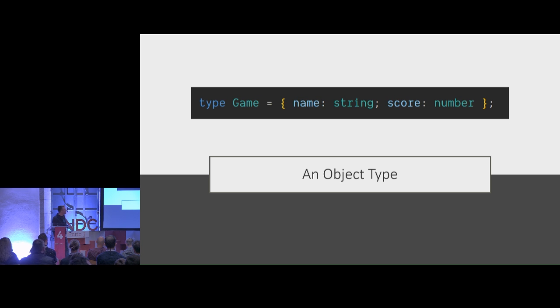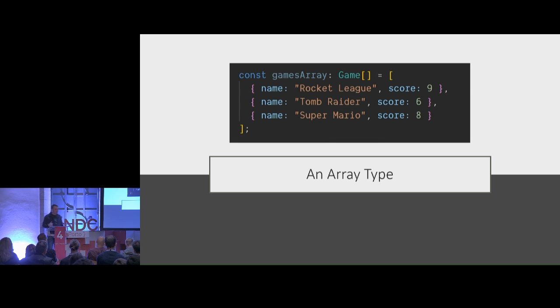So here's a game type, slightly more complex. You can annotate your objects by saying that it's going to be an object with a name and a score. So you have a string and a number. And you can keep going, right?